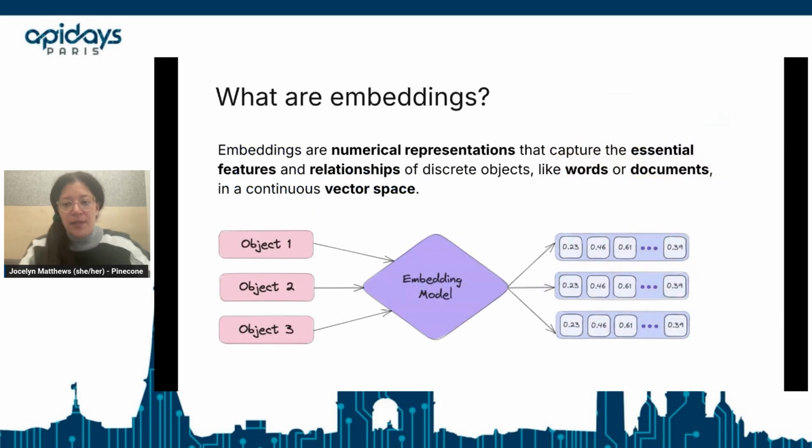What are embeddings? Embeddings are numerical representations that capture the essential features and relationships of discrete objects like words or documents in a continuous vector space. So in other words, a vector is a long list of numbers, and each of those numbers is representing a dimension. Right here, we can see some data, and it could be of any kind, but typically text for the purposes of this discussion. And we're going to see that the data is being passed into an embedding model, which extracts features of the text and returns a list of numbers that represent those features.